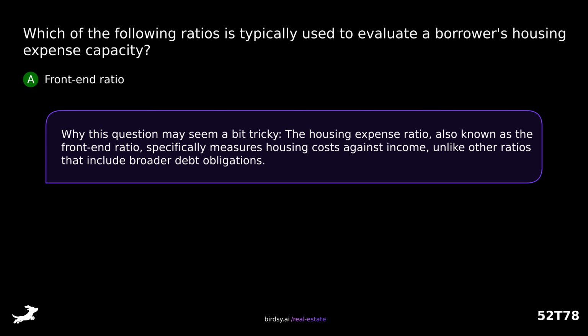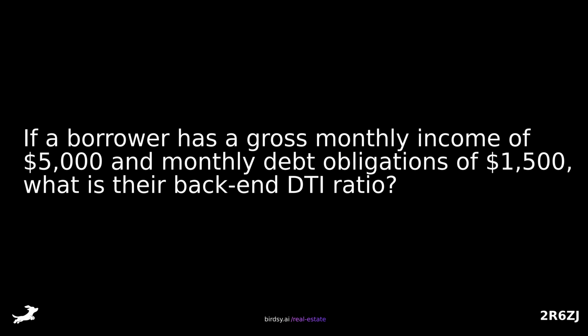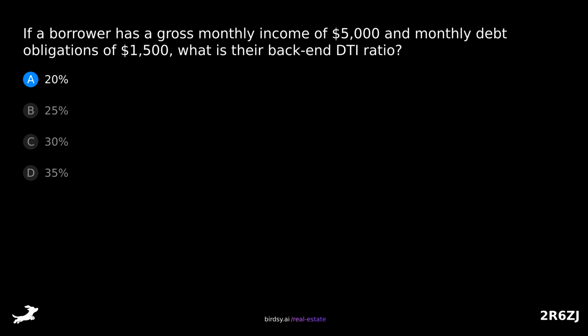If a borrower has a gross monthly income of $5,000 and monthly debt obligations of $1,500, what is their back-end DTI ratio? Is it A, 20%, B, 25%, C, 30%, or D, 35%? The correct answer is C, 30%.